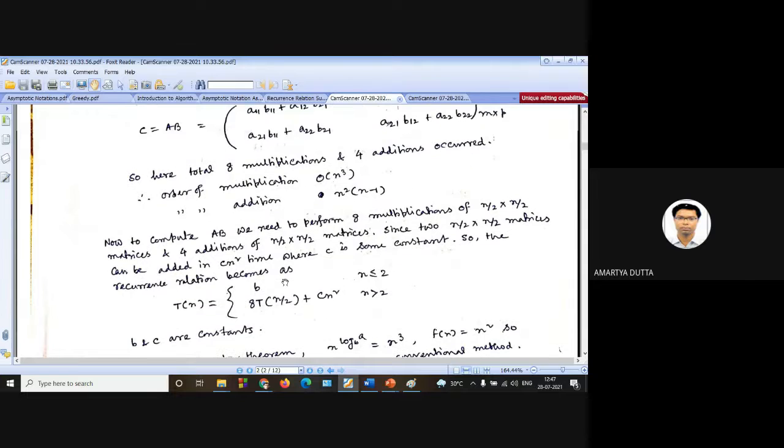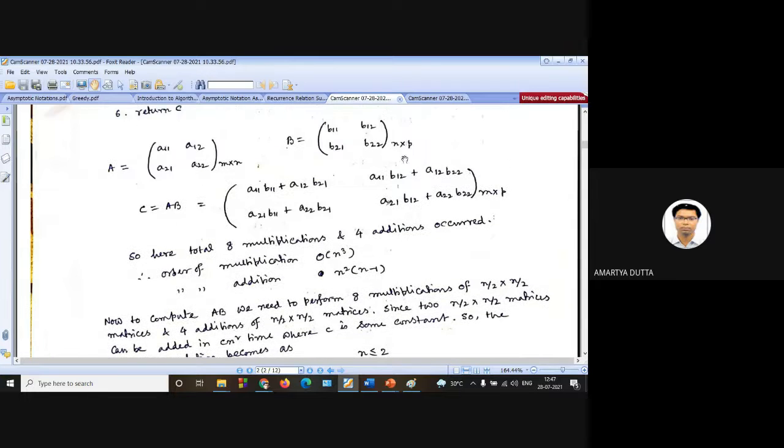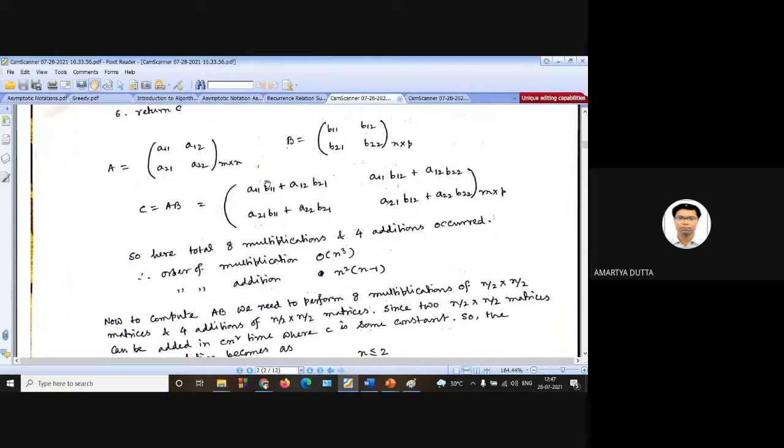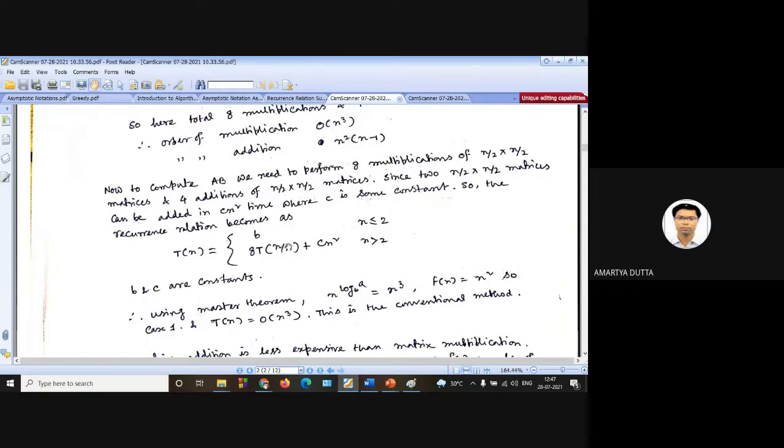So if the matrix has the size n by n, we have to divide the problem into subproblems. So if it is n by n, then the subproblem will be divided into n by 2. So the size of this subproblem is 2 by 2. So this particular element is 1 by 1, that is n by 2. So the problem is divided into 2 halves. Okay. And there will be total 8 multiplications. So 8T(n/2) plus c n square.